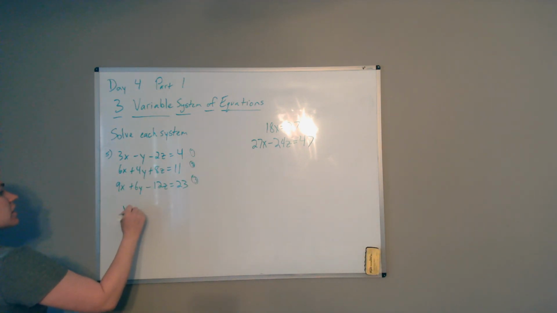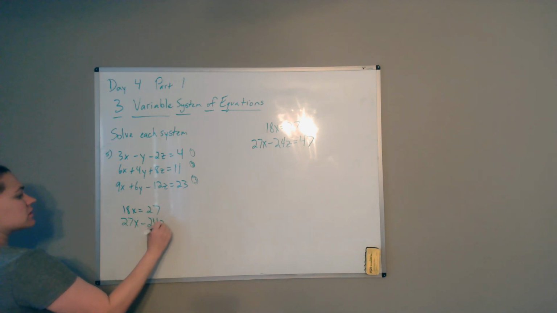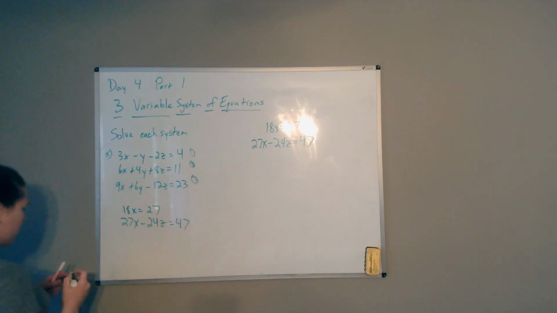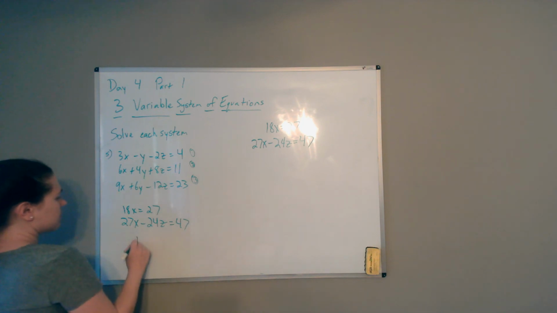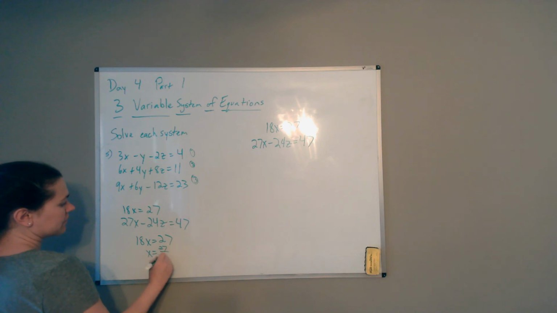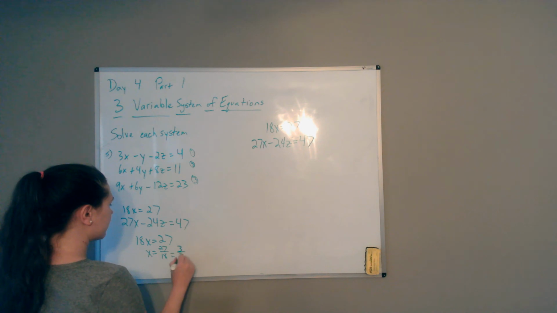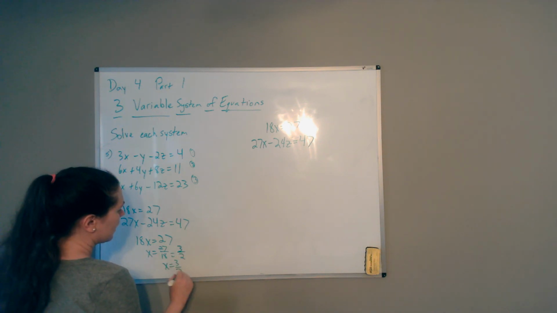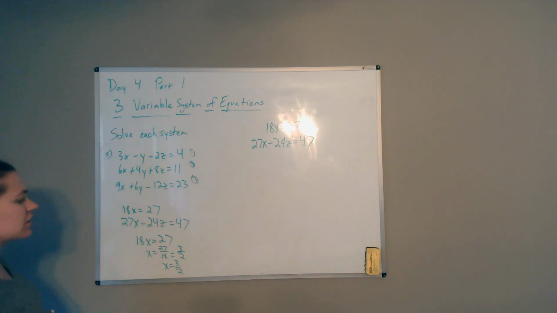So here's our system. It's 18x equals 27. 27x minus 24z equals 47. Notice, I know what x is. I just have to get x by itself. Okay, divide both sides by 18 and you're going to get what x is. X is 27 over 18. That simplifies down. Both are divisible by 9. That's 3 over 2. So notice I said you could get fractional points. We all know all real numbers exist, right? They also exist in 3 dimensions. So x can equal 3 halves.